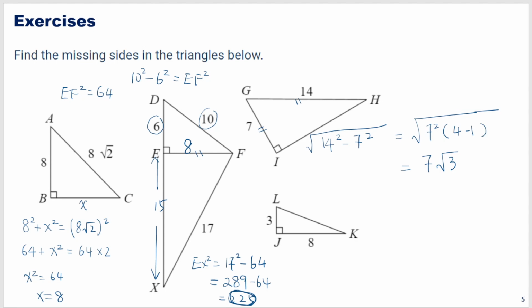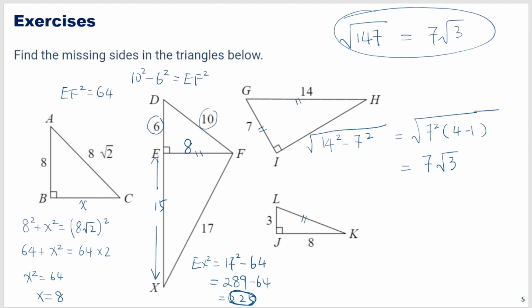Of course, you can also calculate 14 squared first, minus 49. But in that way, you will get a number square root of 147. So usually we'll simplify this number to 7 square root 3, right? So you could do it either way.